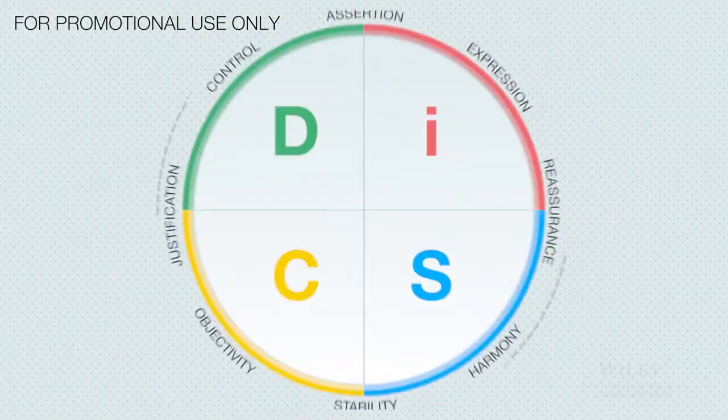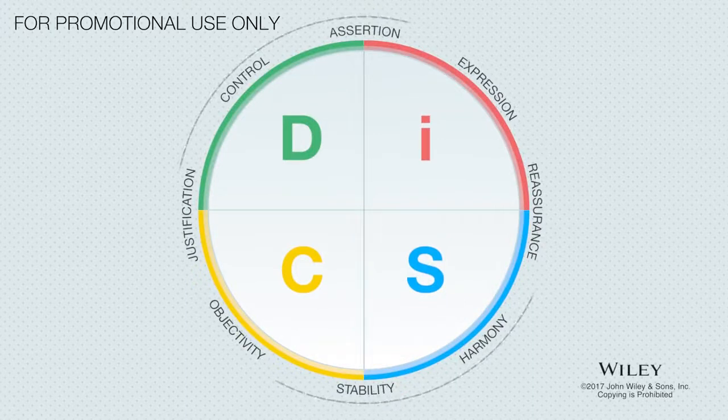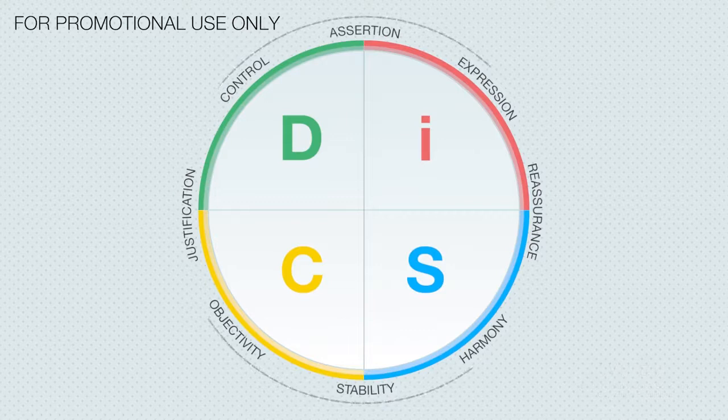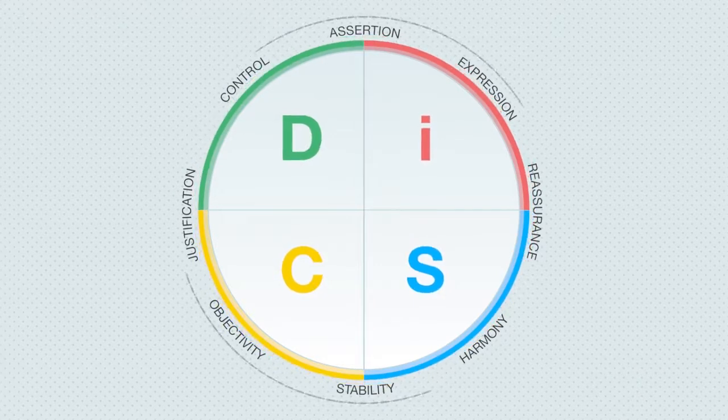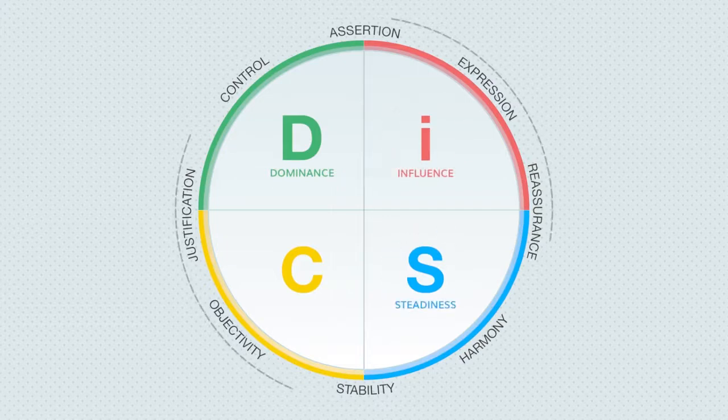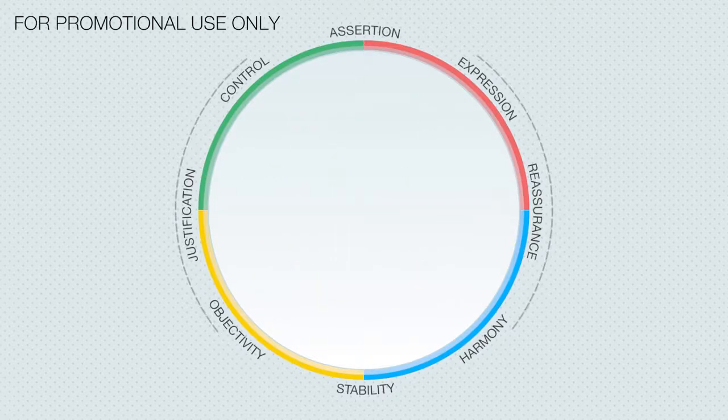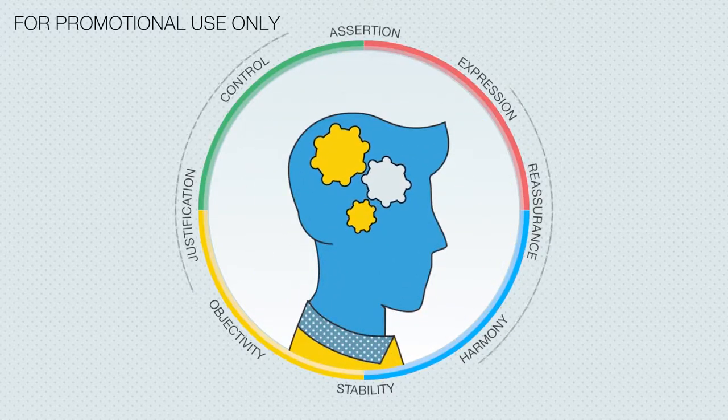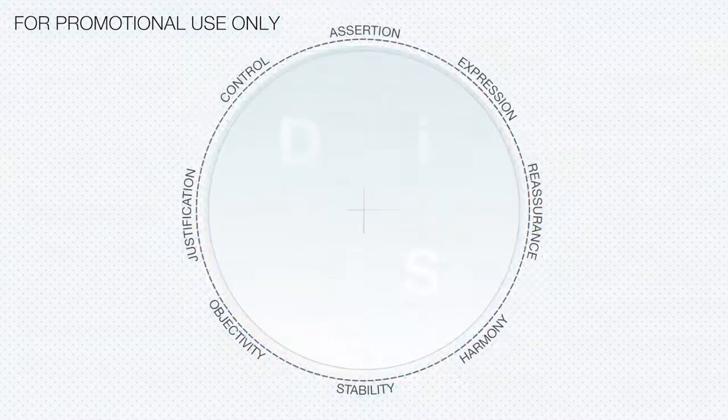This is DiSC, a simple tool to help you understand yourself and others. It describes 4 basic styles: D, dominance; I, influence; S, steadiness; and C, conscientiousness. Each of these styles experiences and processes conflict differently.